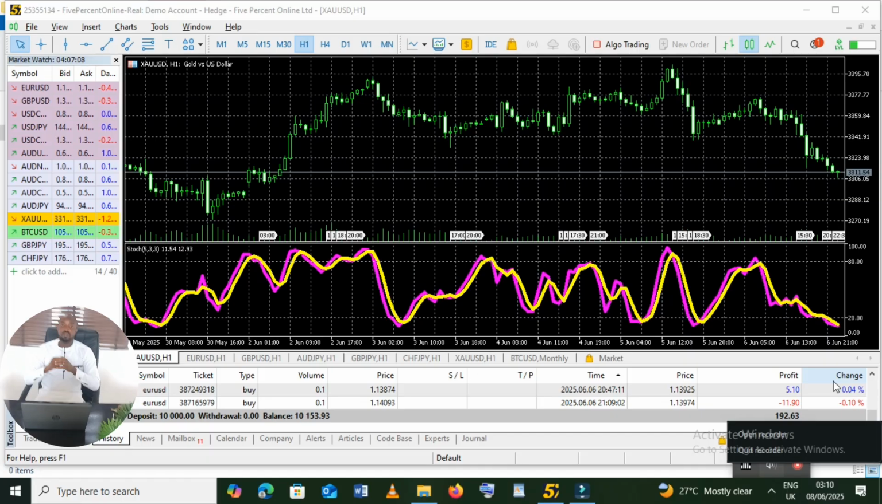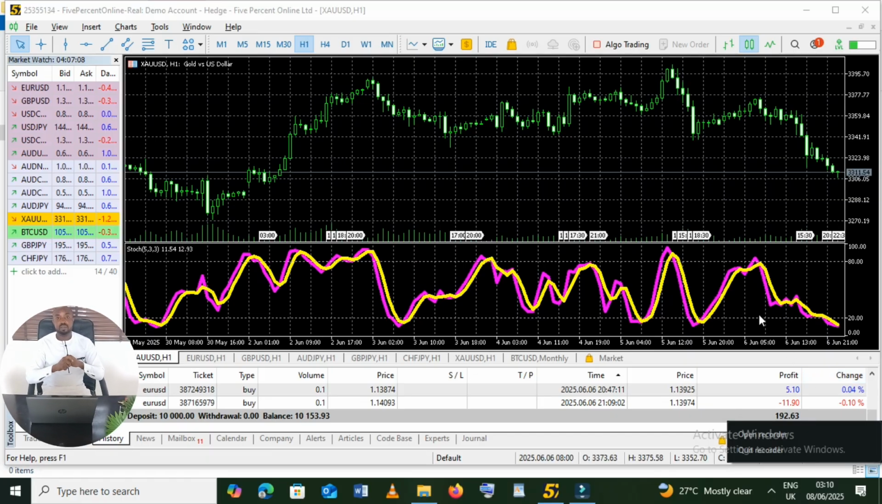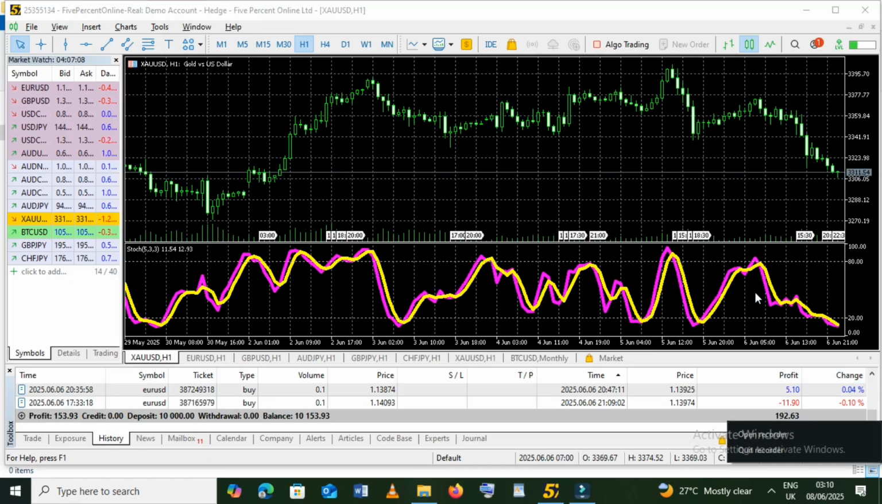Then when you see the stochastic oscillator line, the double line, cross below point 20, it shows that the selling strength is now getting weak. So more buyers will soon enter the market, so you are advised to place a buy order.